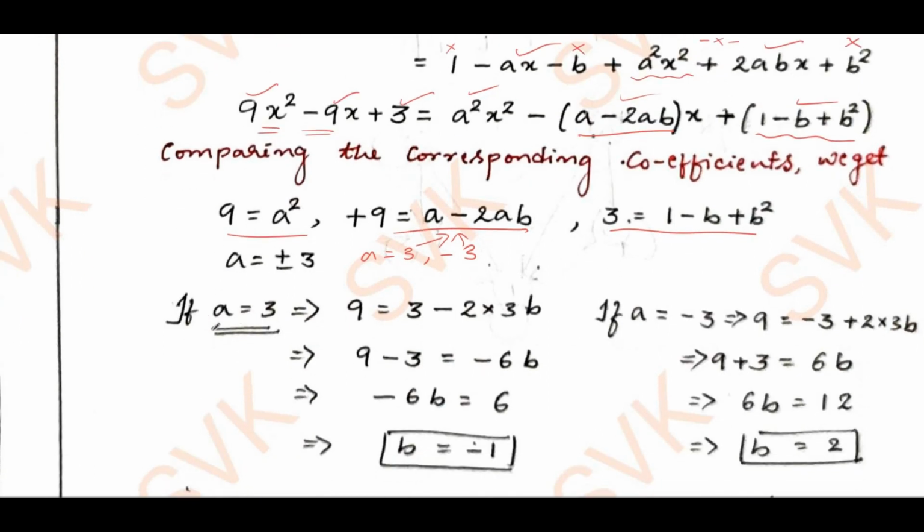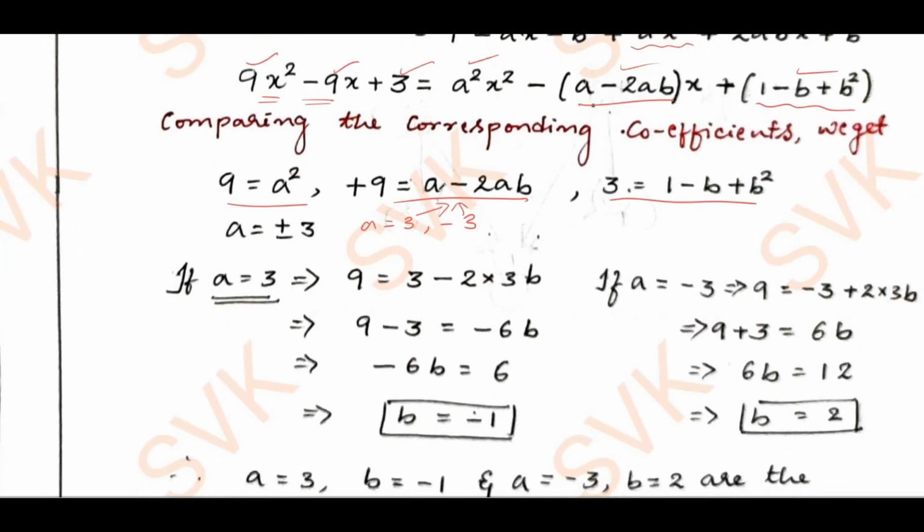Let us see now. If a equal to 3 in this expression, 9 equal to 3 minus 2 times a value, which is 3b. So simplifying this, 9 minus 3 equal to minus 6b. So simplifying further, we get the value of b as minus 1, since 6 by minus 6 is minus 1.